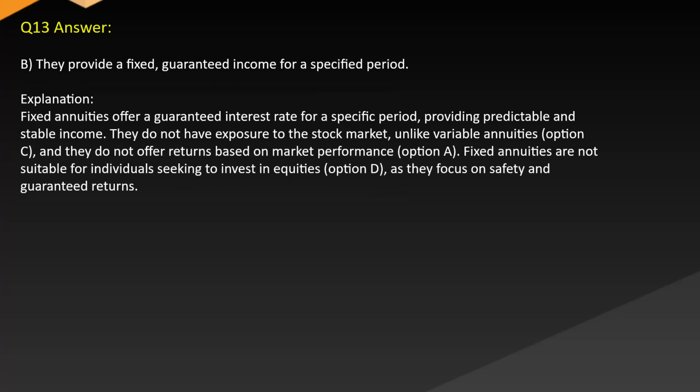Answer. B. They provide a fixed, guaranteed income for a specified period. Explanation. Fixed annuities offer a guaranteed interest rate for a specific period, providing predictable and stable income. They do not have exposure to the stock market, unlike variable annuities, option C, and they do not offer returns based on market performance, option A. Fixed annuities are not suitable for individuals seeking to invest in equities, option D, as they focus on safety and guaranteed returns.